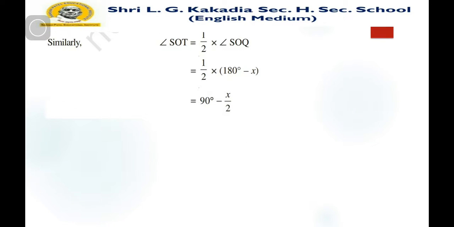As well as we can find SOT. SOT is equal to half of angle SOQ, which is equal to half of 180 degrees minus X, that is equal to 90 degrees minus X by 2. So by that way we can find ROT, that is the sum of two adjacent angles, angle ROS plus angle SOT, that is X by 2 plus 90 degrees minus X by 2, which is equal to 90 degrees. So in this way we can solve such examples.